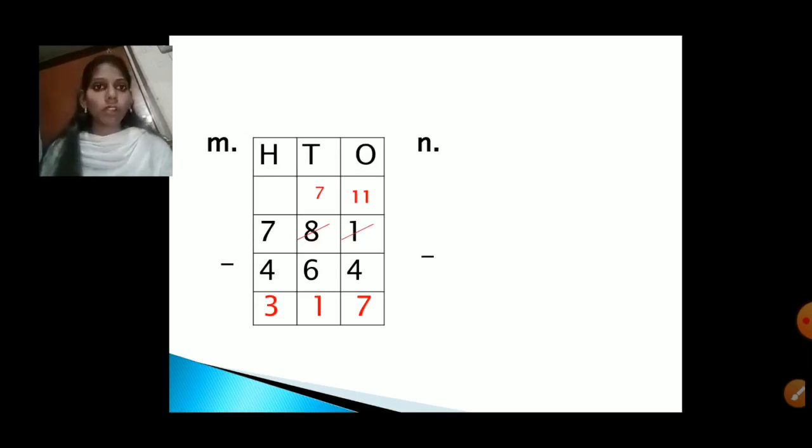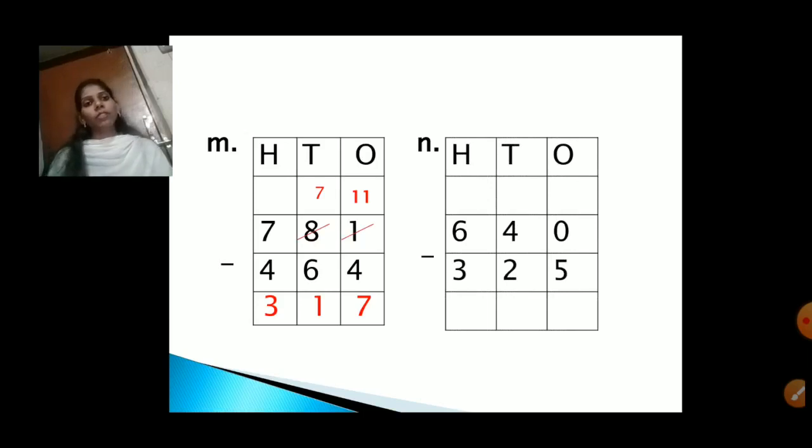370. Now we will solve N. Here you have to subtract 640 minus 325. We will start the subtraction from the ones place. So 0 minus 5. We cannot subtract 0 minus 5 because 0 is smaller than 5. So we will borrow from tens place. So we will take 1 ten from the tens column and we will add it to the 0 ones. So 10 plus 0 ones equals to 10. So 10 we will write at ones place.